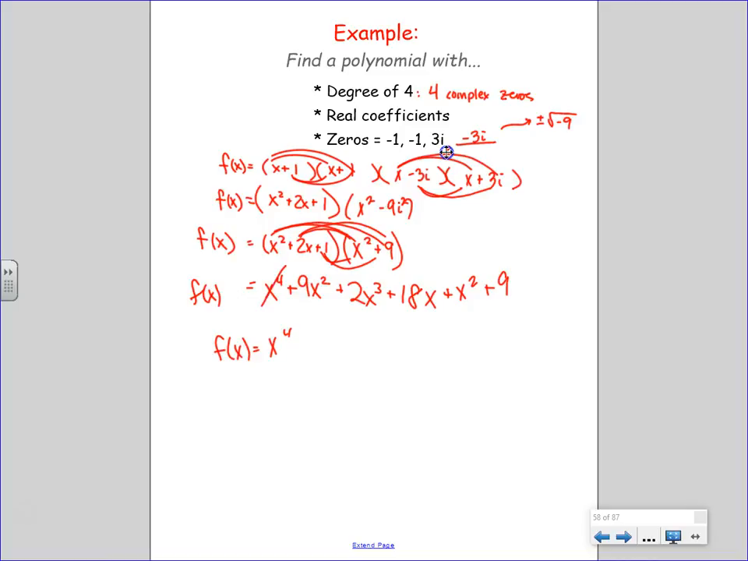X to the 4th. So I only have 2x cubed, right? Yep. But I have a 9x squared and a 1x squared. You guys get 10x squared? Sweet. I have an 18x. And I have a 9.